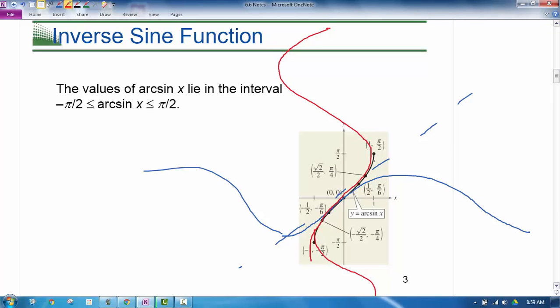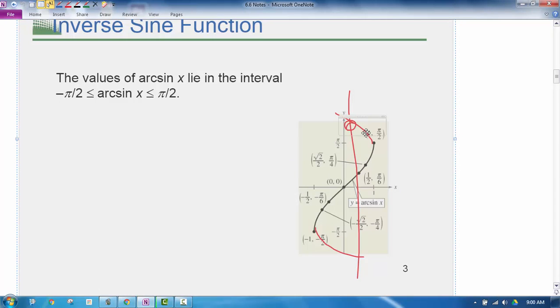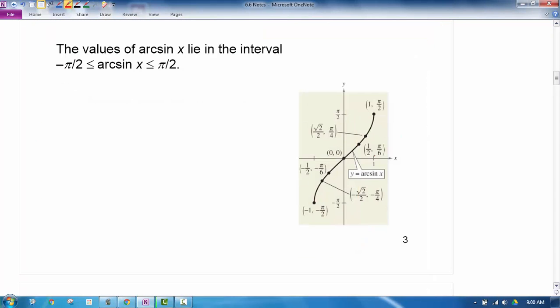But the reason we cut it off here and here is because otherwise it's not a function. If this keeps going and this keeps going, it's not going to pass the vertical line test, which doesn't help us because when we stick in one value for x, we get an infinite number of values for y, which doesn't help us any. So that's why we cut this off, and we end up with just this function here.